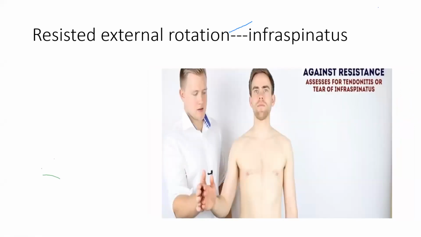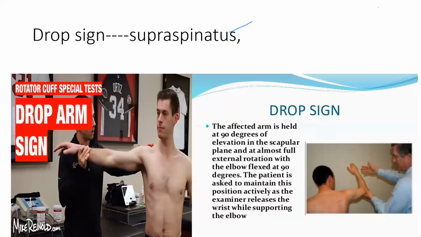Now come to supraspinatus. The main action of supraspinatus is abduction. So the drop arm test checks whether your muscles are abducting and keeping your arm in a 90-degree position or not. This is the test for supraspinatus. Now these are all rotator cuffs. All four muscles are rotator cuff muscles.